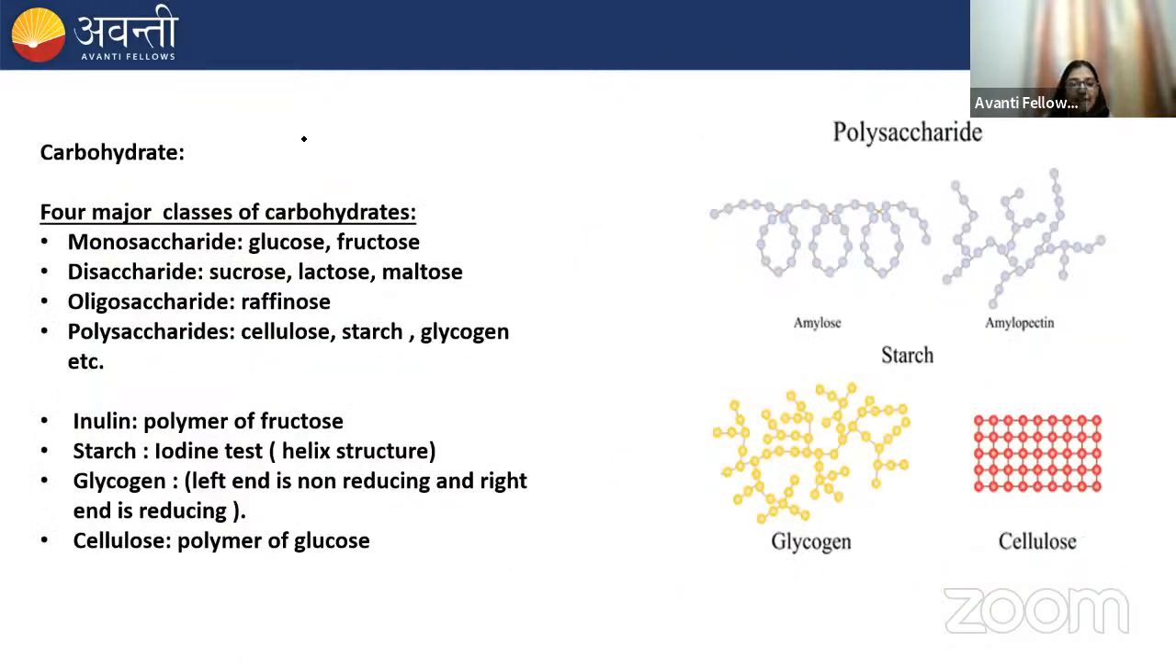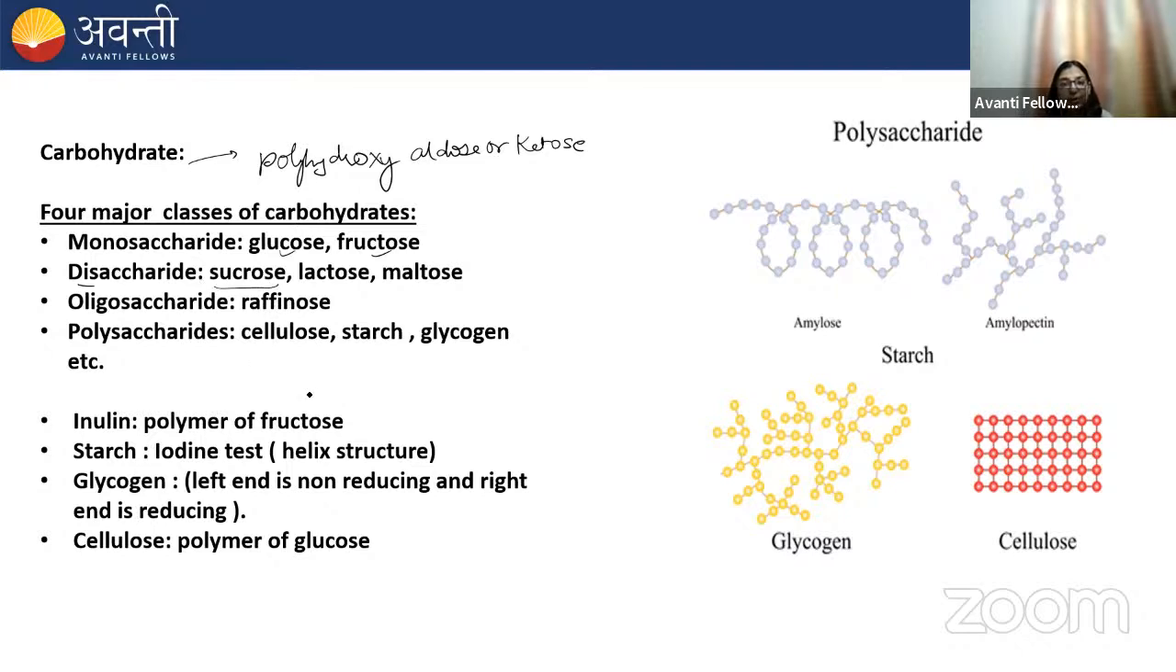Next, we are going to discuss carbohydrates. Carbohydrates are polyhydroxy aldehydes or ketones. There are four major classes of carbohydrates: monosaccharides, disaccharides, oligosaccharides, and polysaccharides. Monosaccharide is when only one unit is present, like glucose and fructose. They are examples of monosaccharides. Disaccharide is when two units are present. Sucrose is an example of a disaccharide.